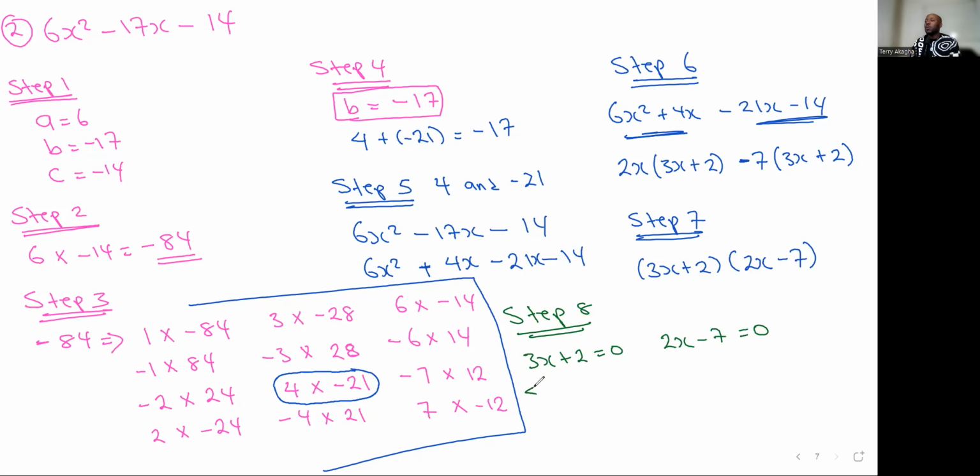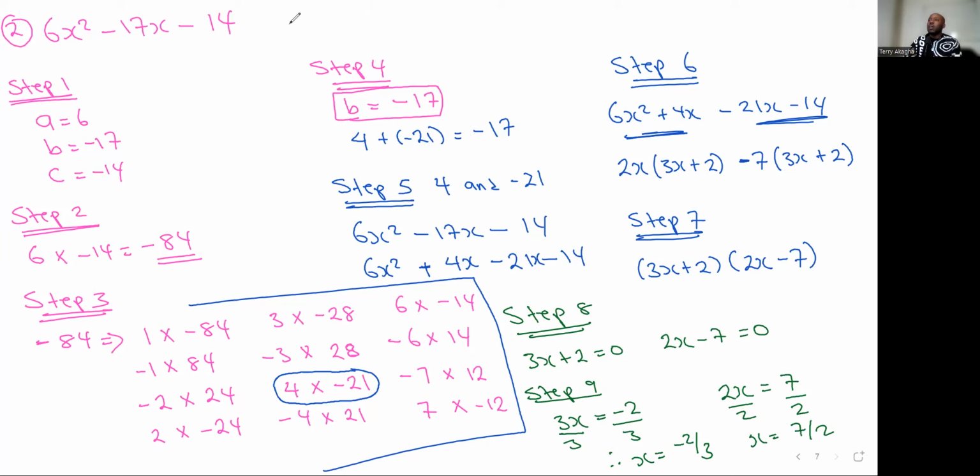So let's simplify. We have step 9, okay? You take 2 to the other side, so it's going to give us 3x is equal to minus 2. You divide both sides by 3, so therefore x is going to be equal to minus 2 over 3. You take 7 to the other side, so it's going to become 2x is equal to 7. You divide both sides by 2, so x is going to be equal to 7 over 2. All right, so that means for this question, our x is going to be equal to minus 2 over 3, or 7 over 2, and that'll be that for that.